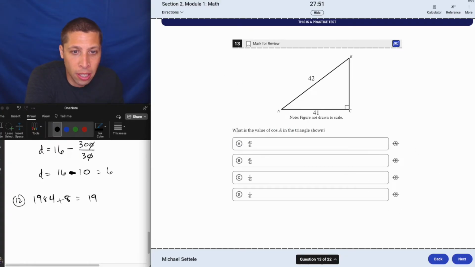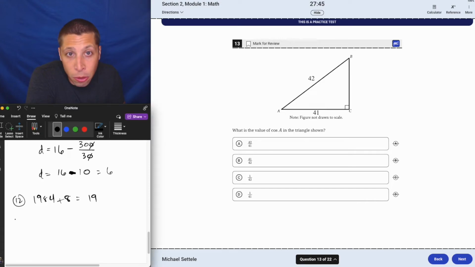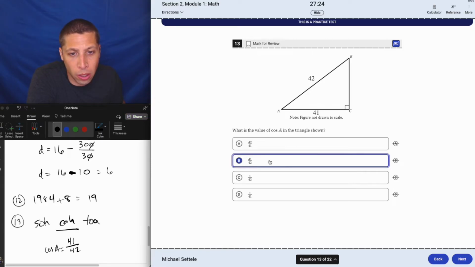That's very annoying. What is the value of cosine of A in the triangle shown? Okay, so cosine. This I always like to do because I don't want to mess it up. So, CAH TOA, right? Cosine is adjacent over hypotenuse. So for A, the adjacent is 41, and the hypotenuse is 42. So cosine of A is 41 over 42. So no work necessary to get that other side.